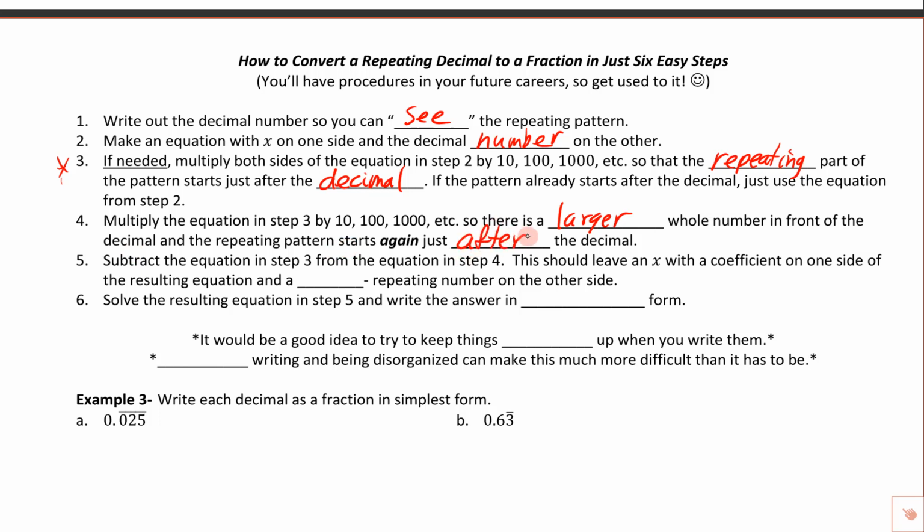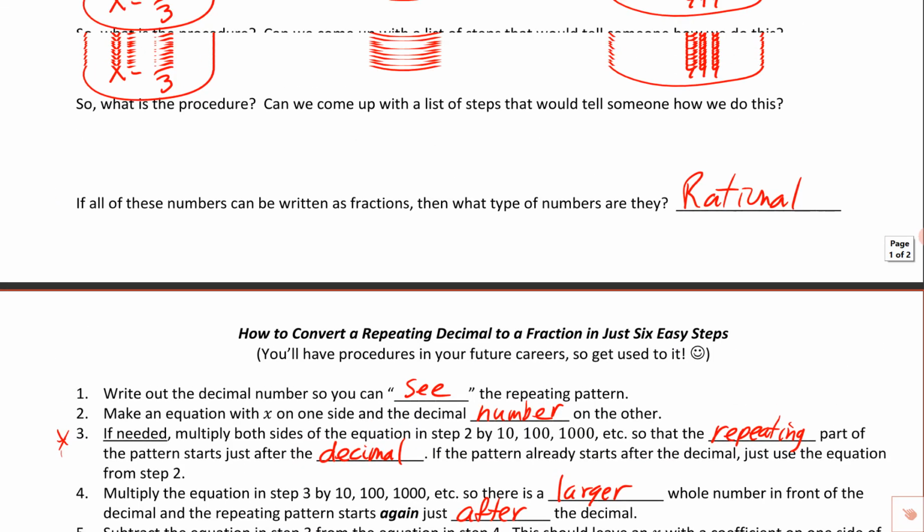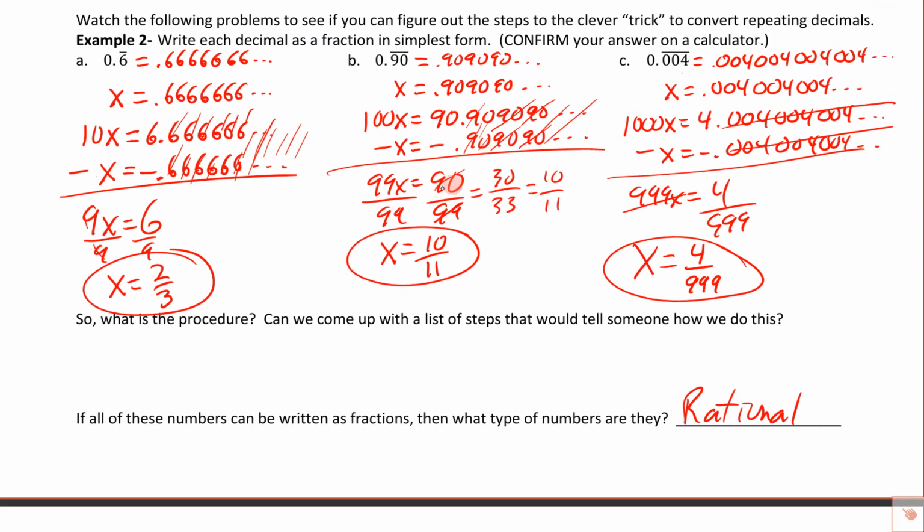Really important that it starts just after the decimal. Then we subtract the equation in step number 3 from the equation in step number 4, and this should leave us with an x with a coefficient on one side of the resulting equation and a non-repeating number on the other side. And this is really the key. Once we did that subtraction, we had a variable with a coefficient on this side.